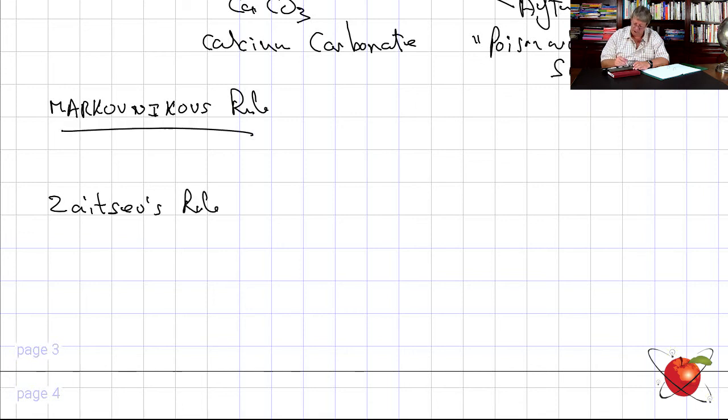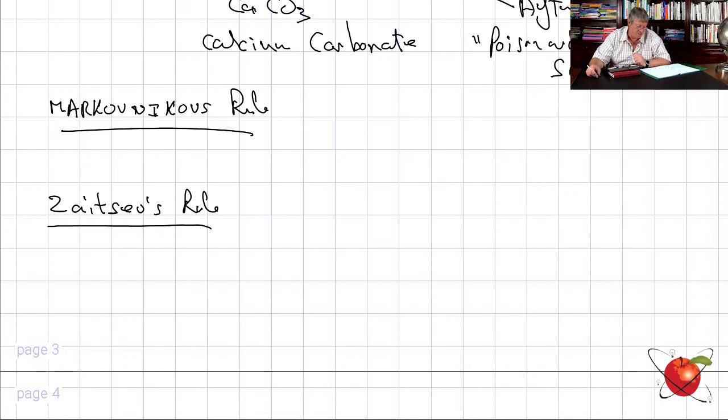Okay? Just look up those guys there. Markovnikov says that in an addition of a protic acid, HCl, HBr, HI, in other words a hydrogen halide, to an alkene or an alkyne, the H plus ion bonds to the carbon atom with the greatest number of hydrogen atoms in the starting alkene or alkyne.